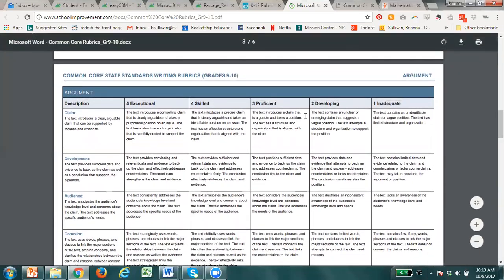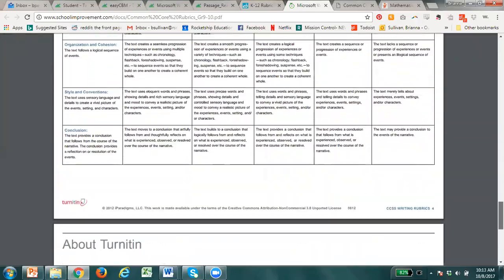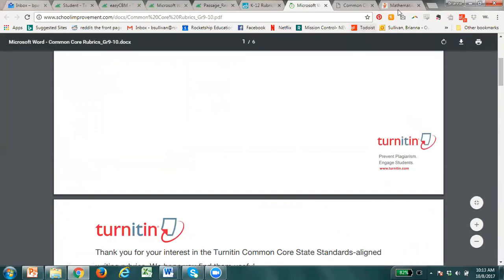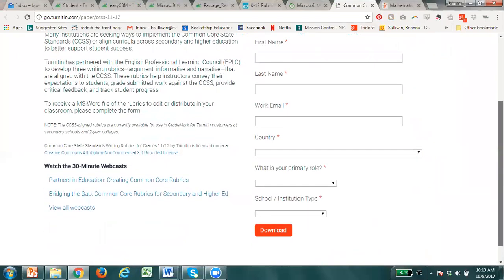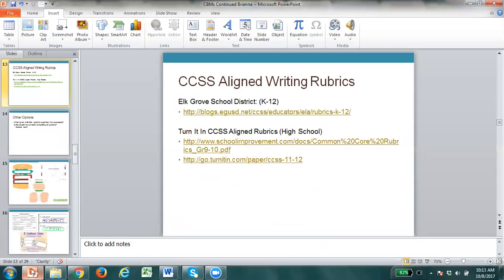This one breaks it down by argument type writing, informative writing, narrative writing, and this is for grades 9 and 10. Let me move this out of the way so we can see. There's also for grades 11 and 12. For 11 and 12, you just have to register. So not a big deal. You would just have to do this before you can download it, but you would get the same type of information. So some really good resources there for writing analysis.